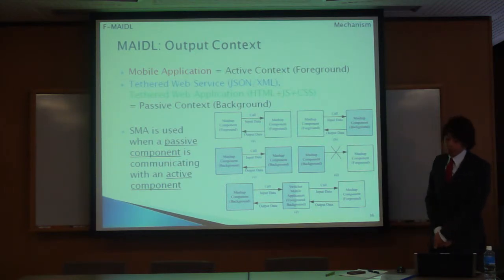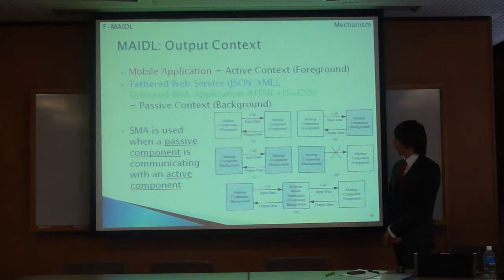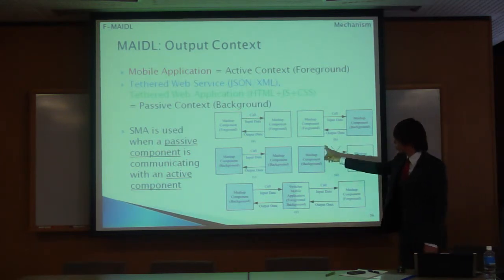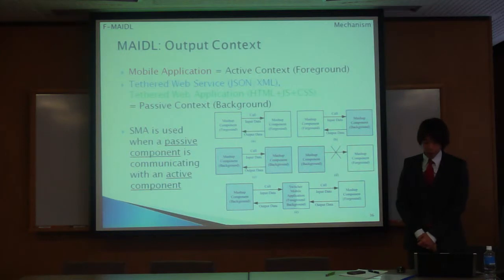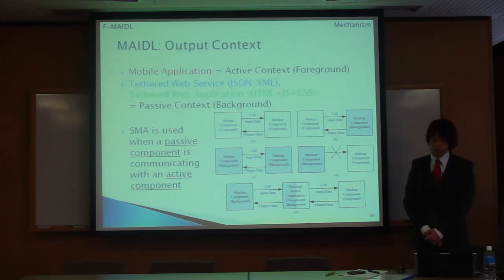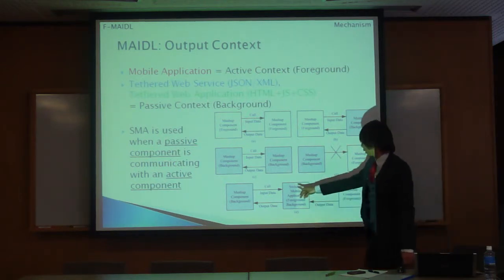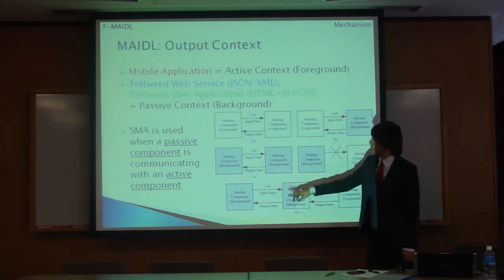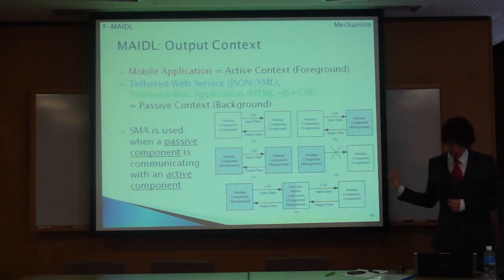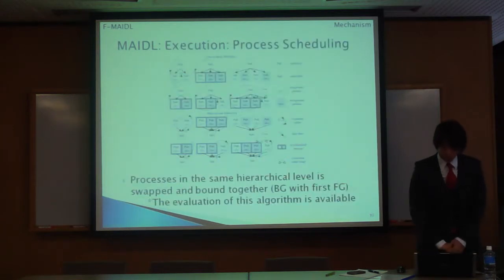So we implement a switcher mobile application. It's not permitted to call from the background process to the foreground process in this gray box. So we implement the switcher mobile application to enable the communication between the background component and the foreground component in this way. So it will run indirectly to call the foreground component from the background component.